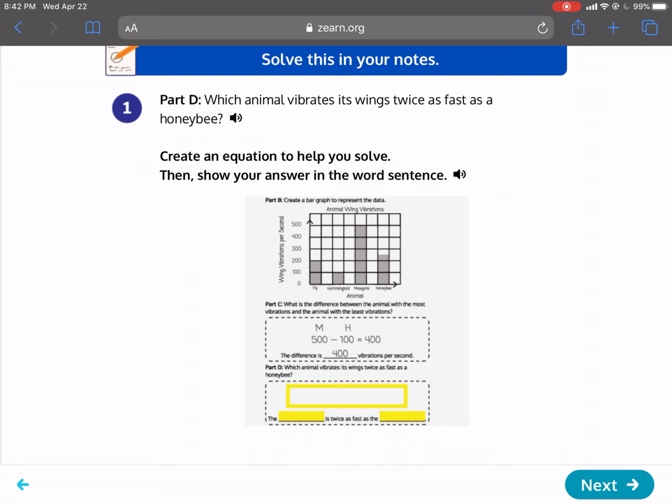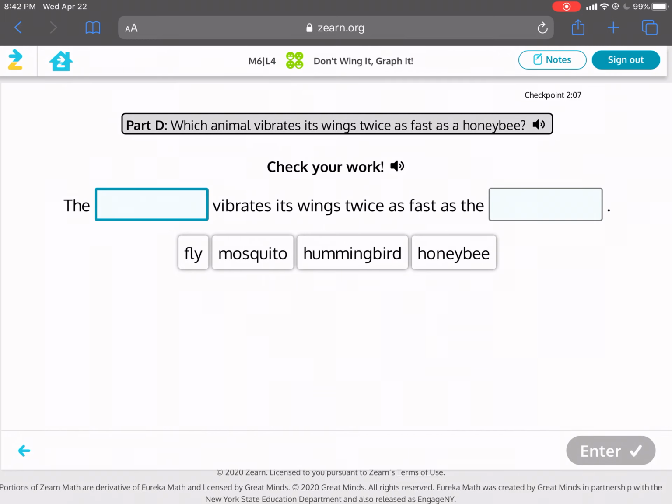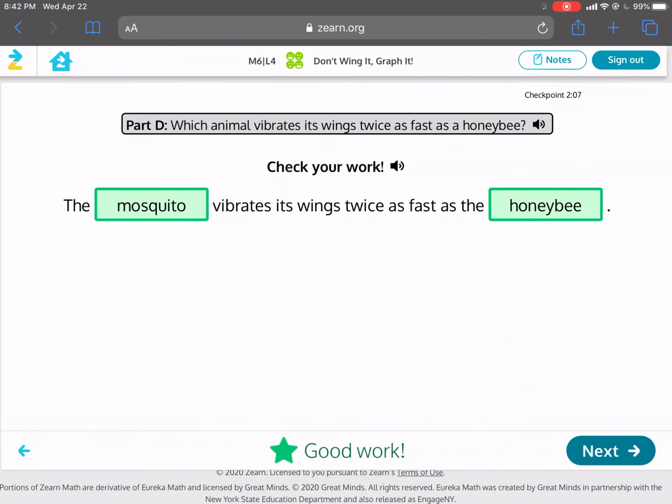The animal that beats its wings 500 wing vibrations per second is the mosquito. So my answer would be the mosquito is twice as fast as the honeybee. So the mosquito vibrates its wings twice as fast as the honeybee.